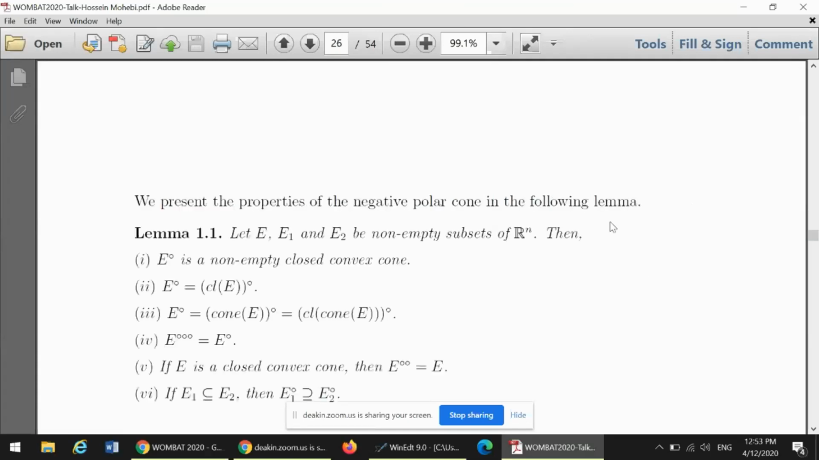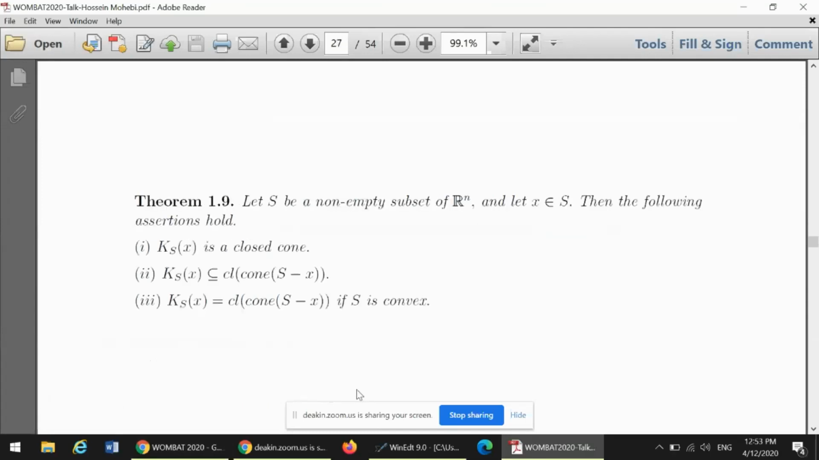And also the properties of the negative polar cone are given in the following lemma, and all of these are well known. Also for the cotangent cone, we have the following assertion. Also these assertions are well known.